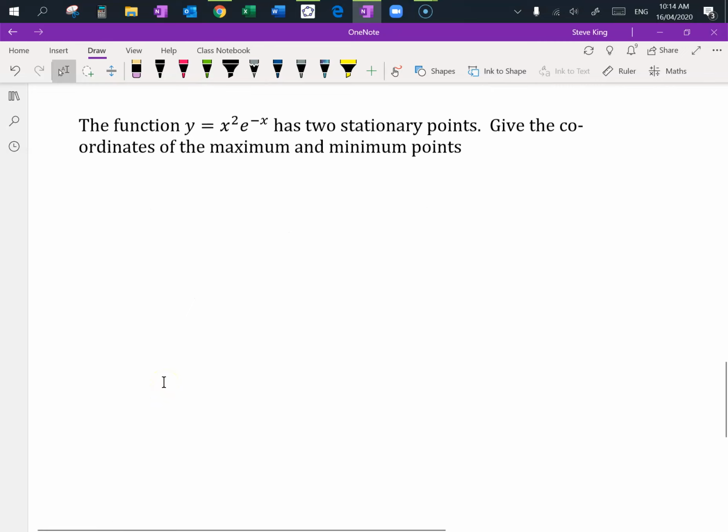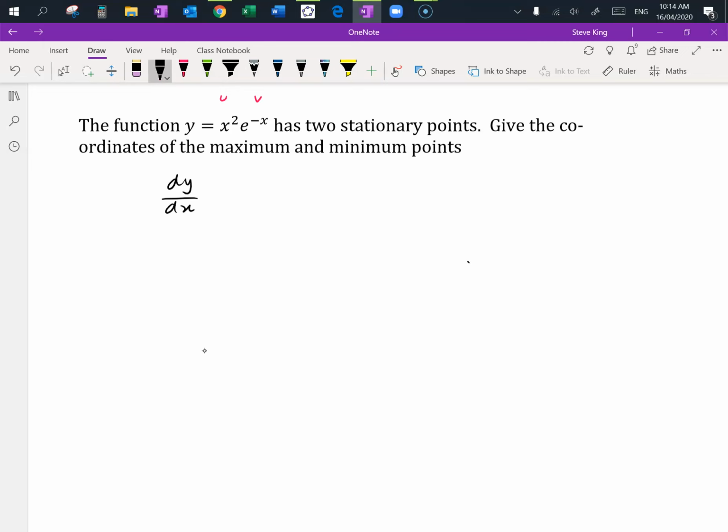So, first thing we're going to have to do is to differentiate this function. So, dy dx. Now, we should notice here that we've got a product. So, you've got your u, you've got your v.